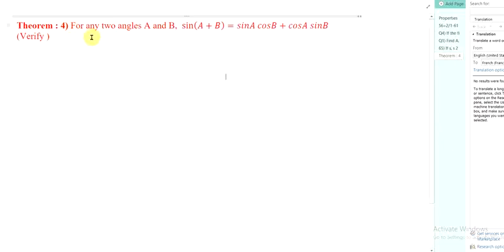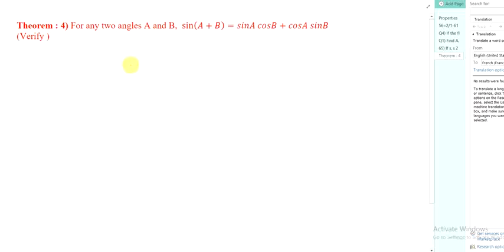Now the next theorem, that is the fourth theorem, is that for any two angles A and B, sin(A+B) is equal to sin A cos B plus cos A sin B. Now it is given that verify it. So let us try to verify it. Here we can verify this theorem.